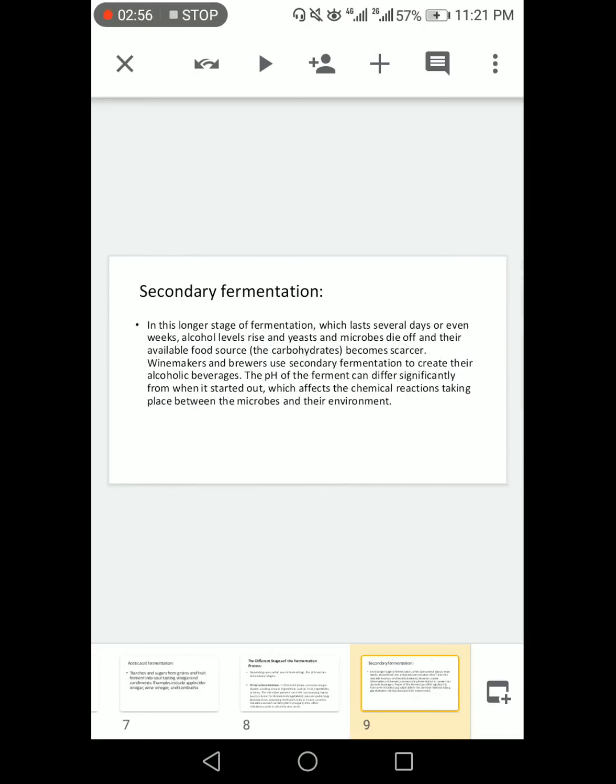Secondary fermentation. In this longer stage of fermentation, which lasts several days or even weeks, alcohol levels rise and yeast and microbes die off as their available food source, carbohydrates, becomes scarcer. Winemakers and brewers use secondary fermentation to create their alcoholic beverages.